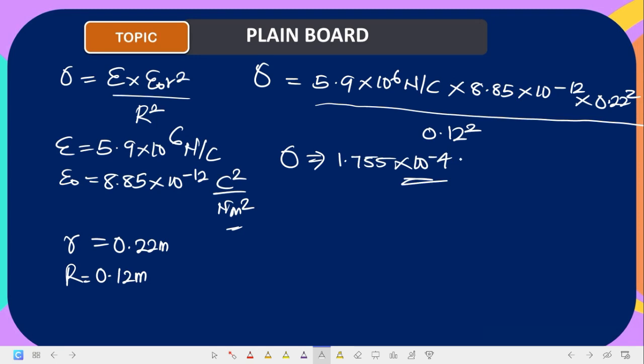Now the unit is, of course, we say the formula is charge over area, right? So the unit will be coulomb per meter square. And this is the solution to that particular question.